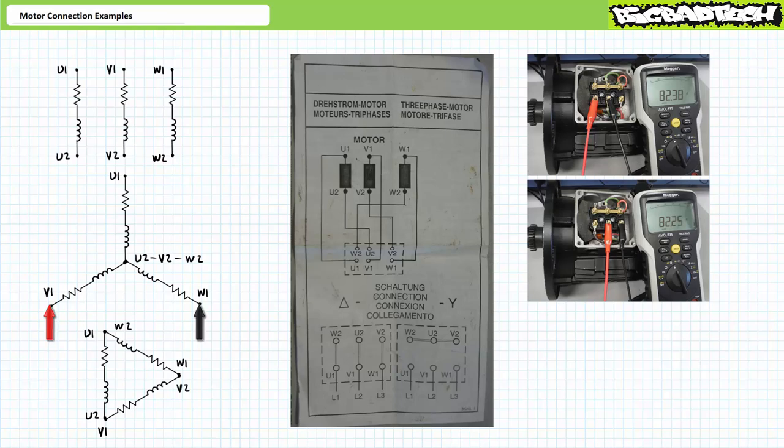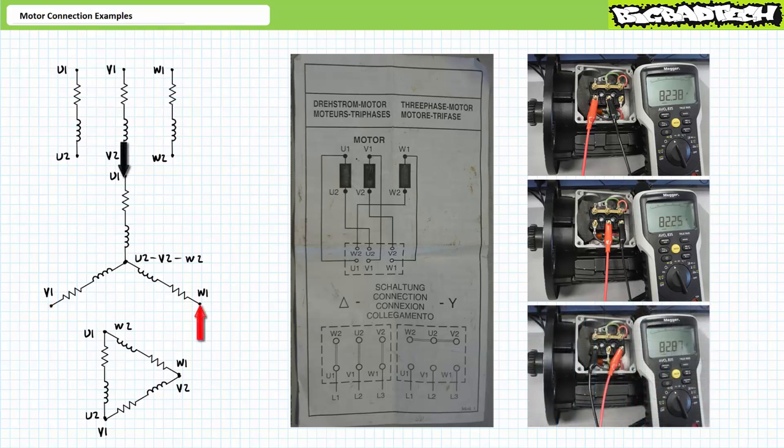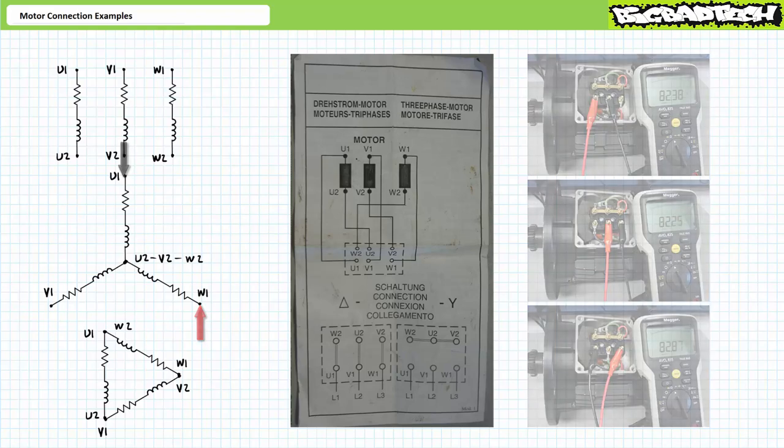Finally, an ohmmeter between terminal W1 and U1 sees winding W and U in series. As previously, the ohmmeter sees a resistance of roughly 82 ohms, which is again consistent with a series combination of two identical 41 ohm windings. I've got a reasonable degree of confidence we've placed this motor in a Y configuration. Let's do the same thing for a delta.